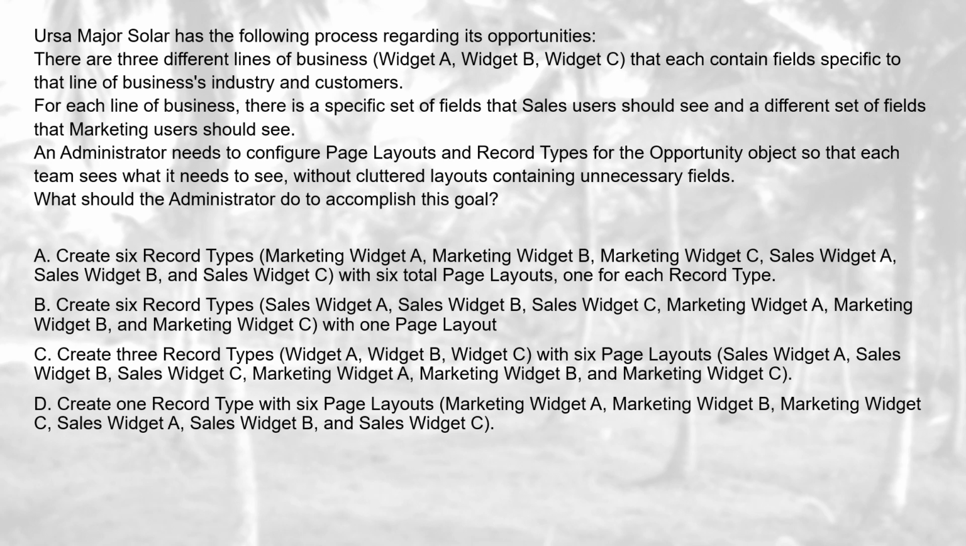A, create 6 record types. We do not need 6 record types. We need 3. That one is out. Next one, create 6 record types. Again, we do not need 6. We need 3. See the next one, create 3 record types.